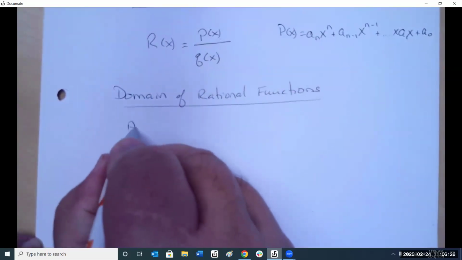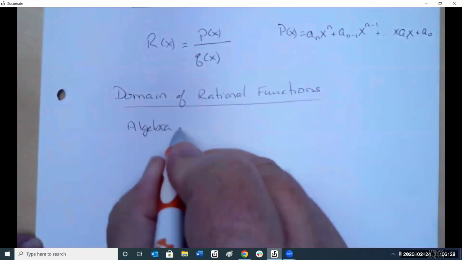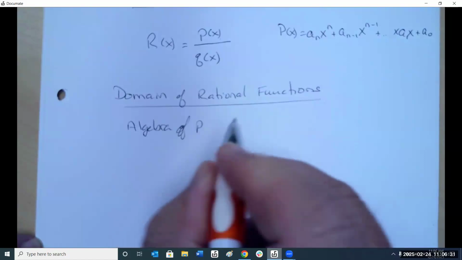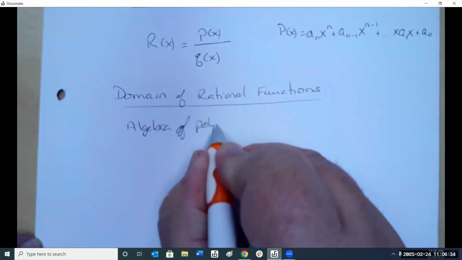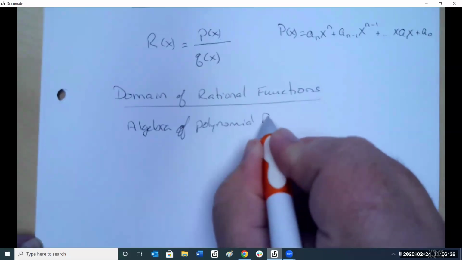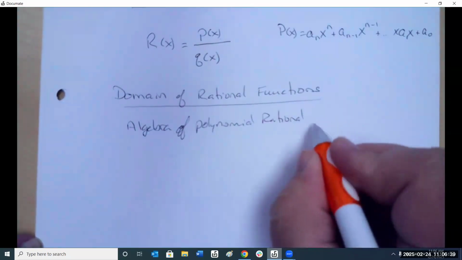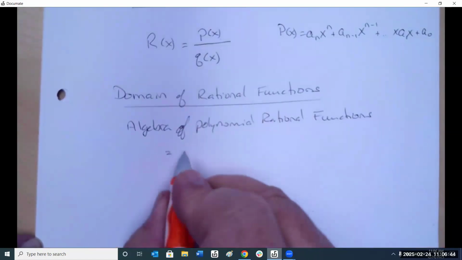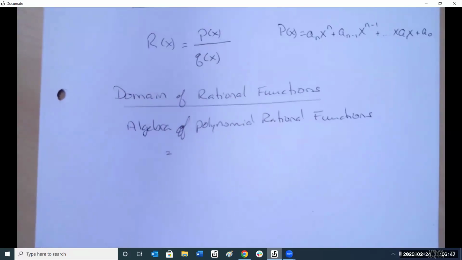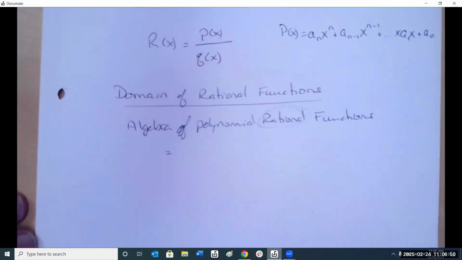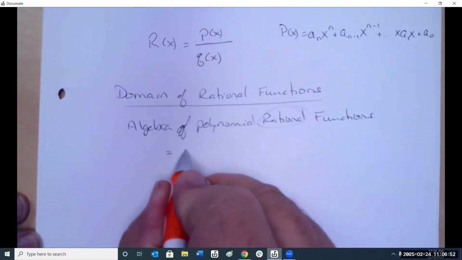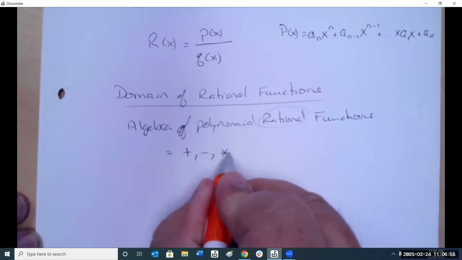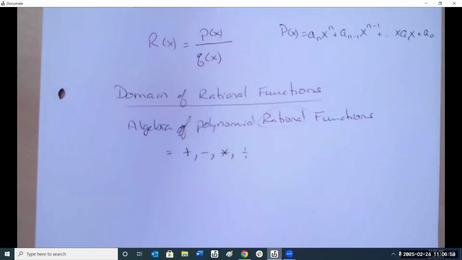In general, the algebra of polynomial rational functions. In other words, actually not just rational, but just polynomial functions. What that means is the addition, subtraction, multiplication, and division of polynomials. You can combine polynomial equations by adding them together, subtracting them, multiplying, or dividing.